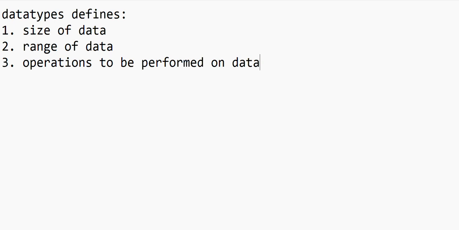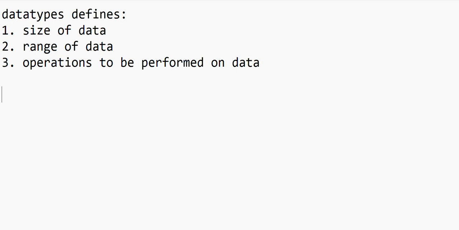Before that, we need to know what a variable is, right? A variable is nothing but, when we have data and we need to carry the data, a container, right? Because this data type is going to define the size of data, range of data, and operations to be performed on the data through a variable. So now we need to know what a variable is.